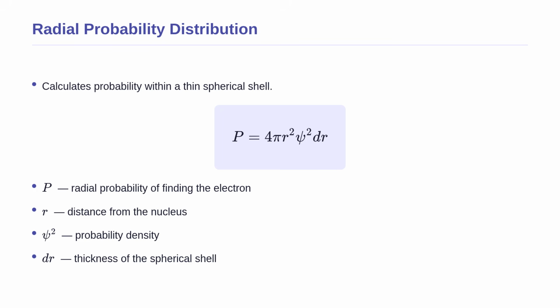Notice what happens physically. At the exact center, where r is 0, the probability is 0. As distance increases, the shell volume grows, but the wave function eventually drops towards 0. This competition creates a peak, showing the most probable distance to find the electron.